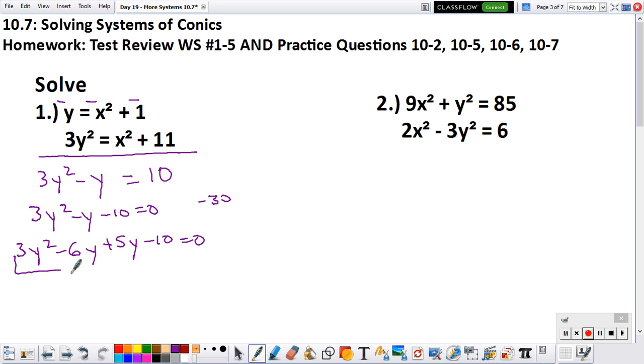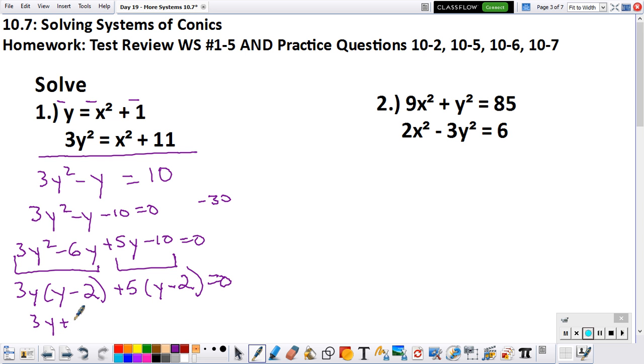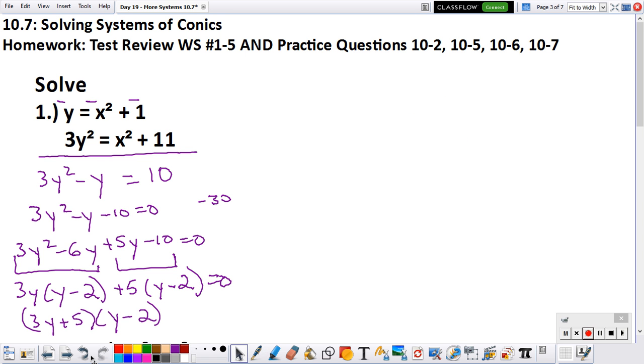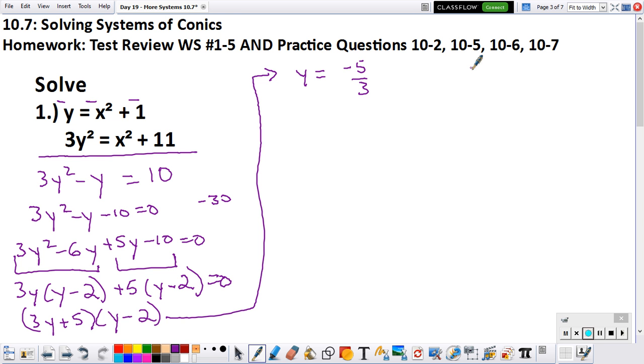So let's group out these guys and then group out these guys. Take out the 3y, y minus 2, plus 5, y minus 2. All right, so we've got 3y plus 5 and y minus 2. So that gives us, I'm going to have to slide this down a little bit, give myself some more space. Put you down here. All right, so that's going to give us y equals negative 5/3 and y equals 2.